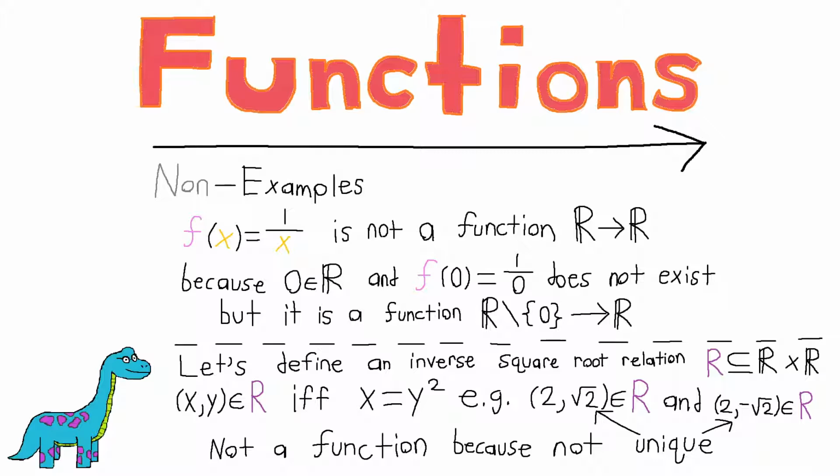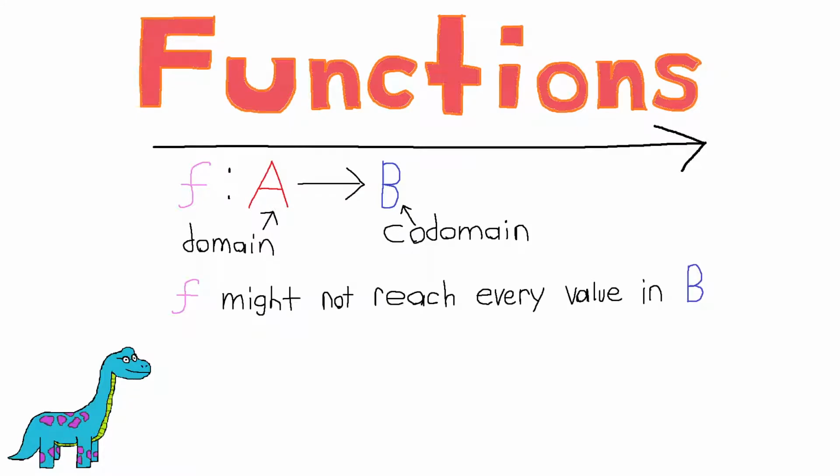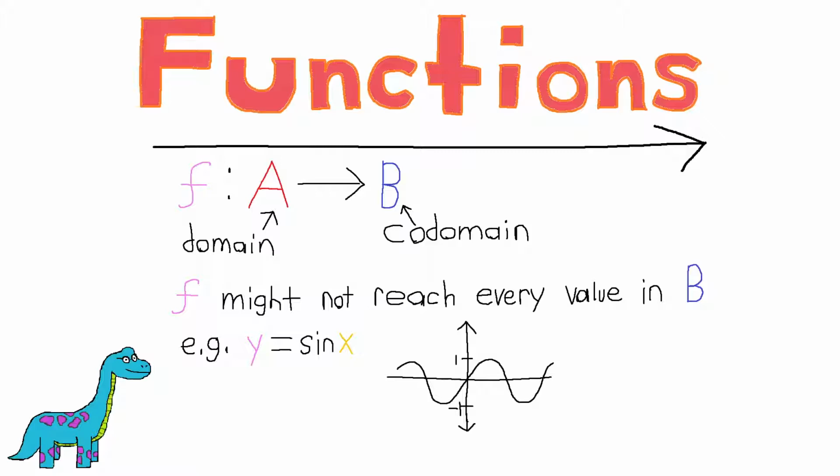Now for some additional terminology. We call the input set that a function f is mapping from the domain, and we call the set that f is mapping to the codomain. Also, it's important to note that f might not reach every value in B. For example, if we think about the function sine of x from the real numbers to the real numbers, then we see that sine of x can't produce every real number. It can only produce the real numbers in the range of -1 to 1.